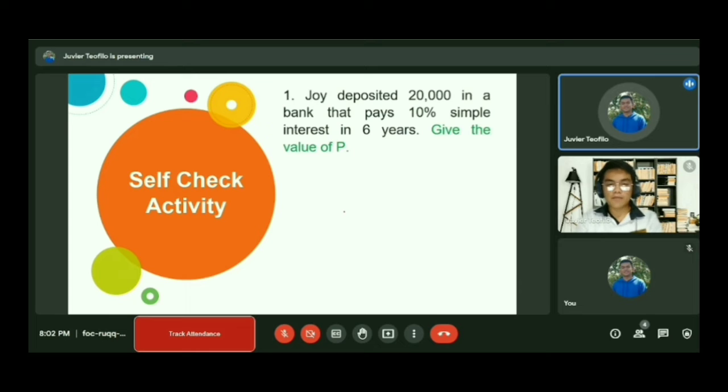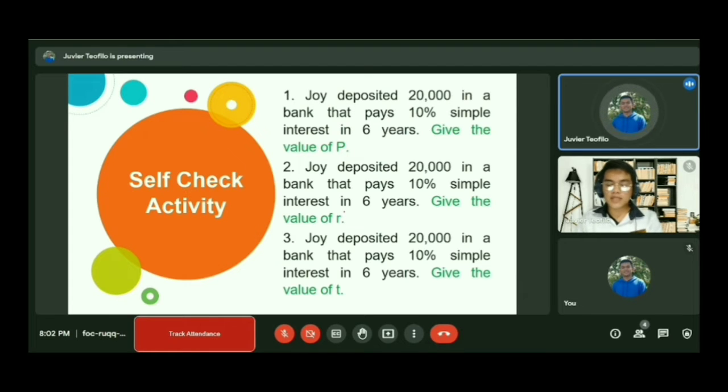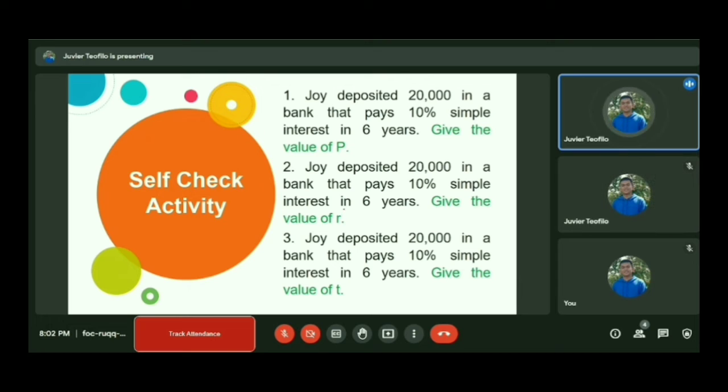Let's have a subject activity. I have here three problems and I want you to send your answer in our chat box. Is that understood? Very good. First problem: Joy deposited 20,000 in a bank that pays 10% simple interest in 6 years. Give the value of P. Take note that P stands for principal. Our P here is 20,000, and your answer is correct.